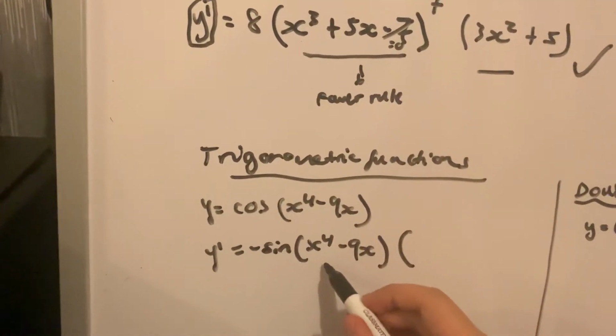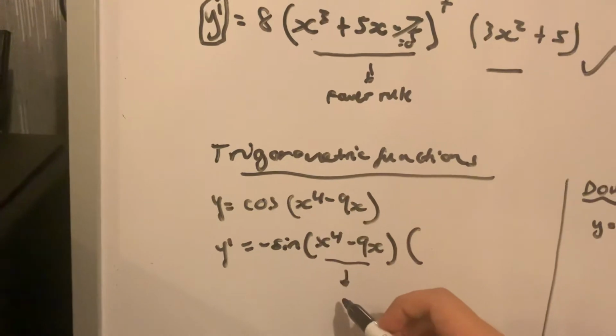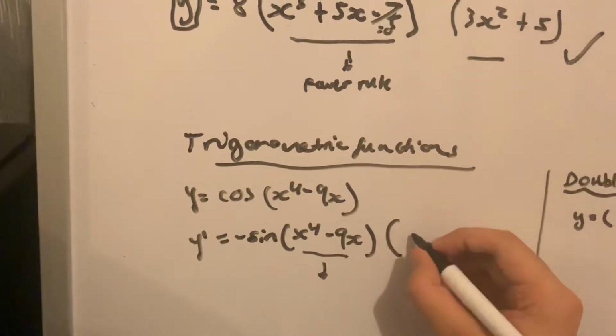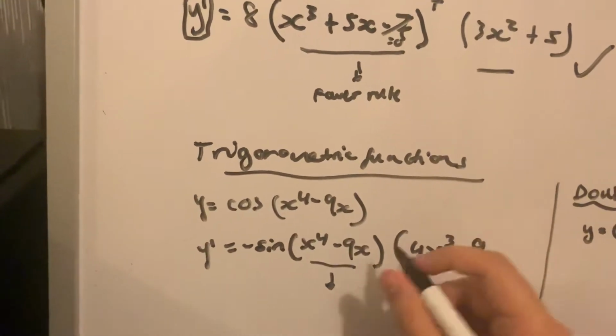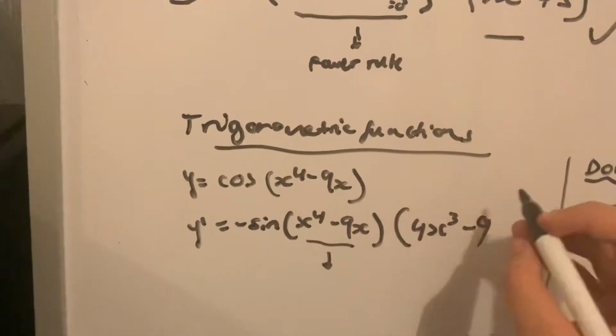And now you find the derivative of this inside function using the power rule. So this would be 4x to the power of 3 minus 9. You bring the power down and subtract by 1.